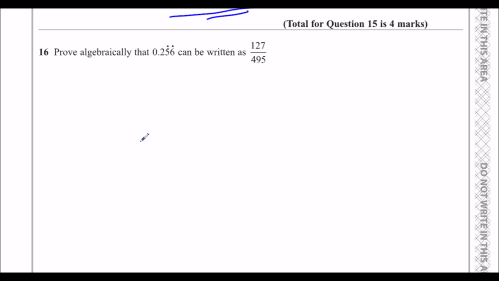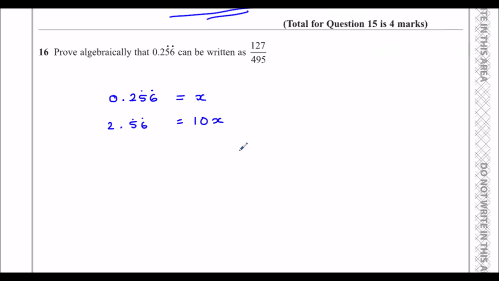Question 16. Prove algebraically that 0.256 recurring, so 0.2565656, can be written as 127 over 495. So we've got 0.256, it's a 56 recurring, and we're going to call that x. So if we want two things ending in the 56 recurring, if we multiply by 10, we'll get 2.56 recurring.